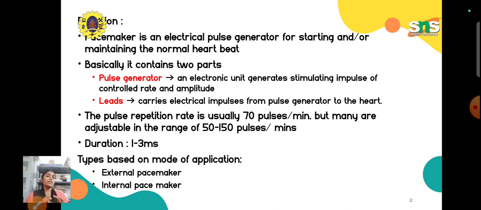Based on the application, we can modify the pulse generator's rate and amplitude. For example, the pulse rate is usually 70 pulses per minute, but it has the option of adjusting in the range of 50 to 150 pulses per minute, based on the patient condition or need. The duration of the pulse is to be given within 1 to 3 minutes. This is the general basic cardiac pacemaker pulse rate, duration and timing. Next we will see the types based on the mode of application.